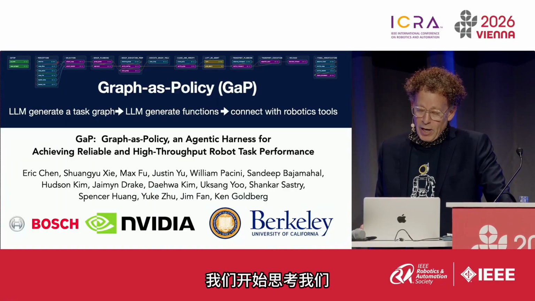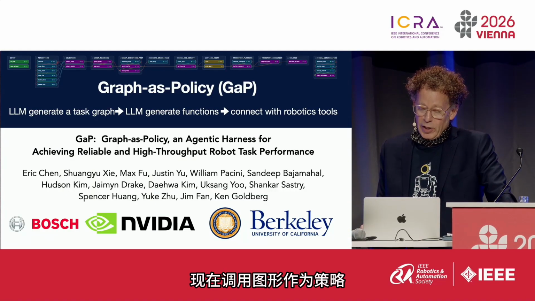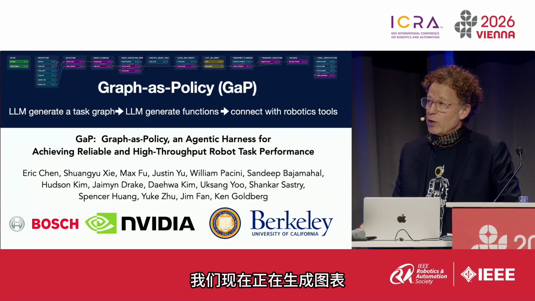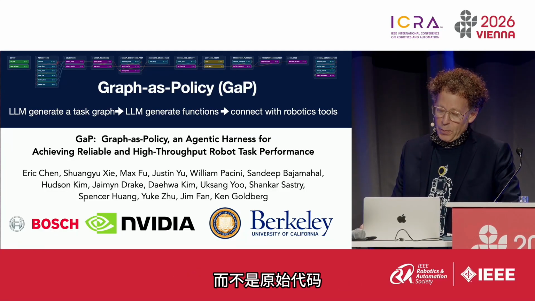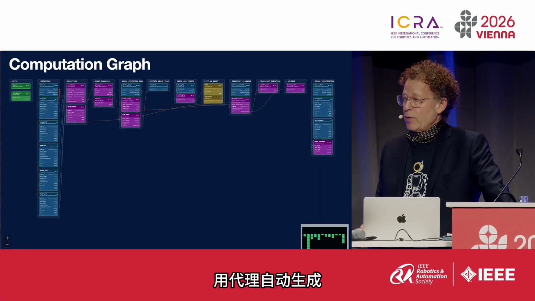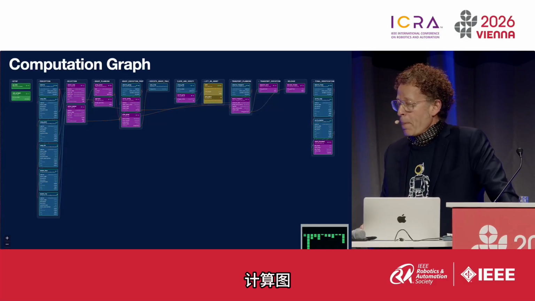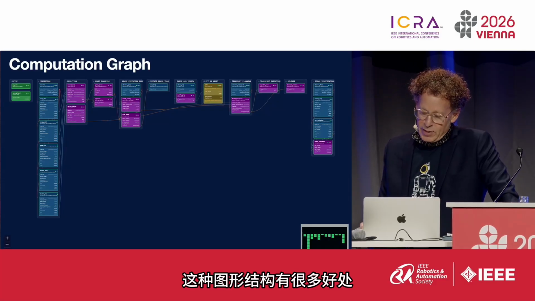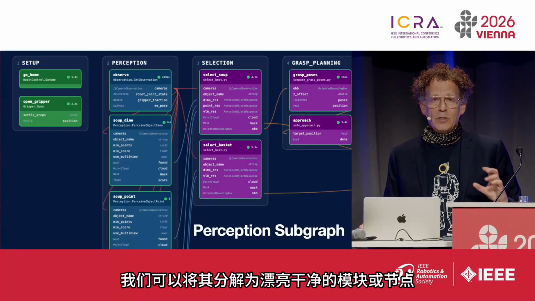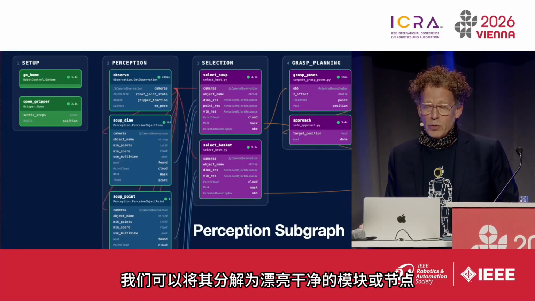But we started thinking about what we're now calling Graph-as-Policy. So rather than code as policy, we're now generating graphs and not raw code. And so the idea is we're going to automatically generate with an agent a computation graph. And that graph structure has a number of benefits because we can decompose it into nice clean modules or nodes.